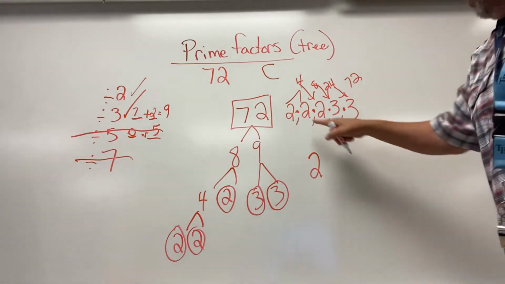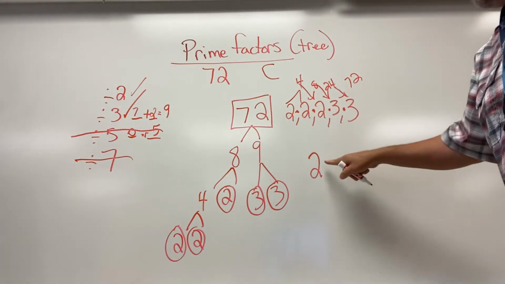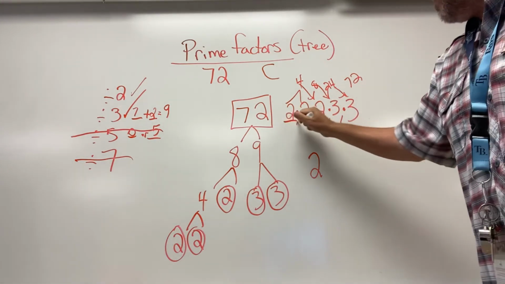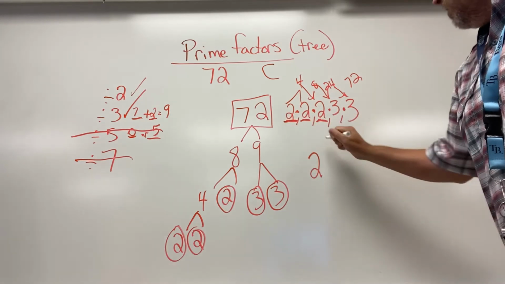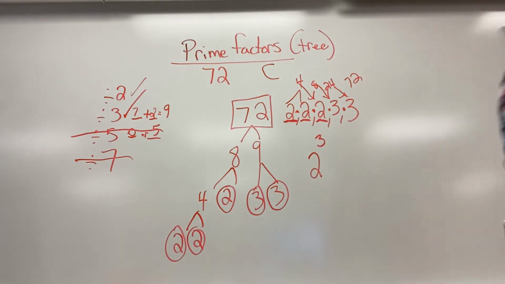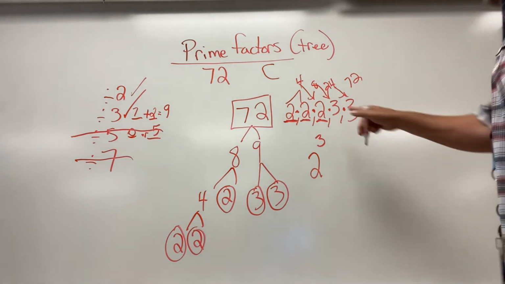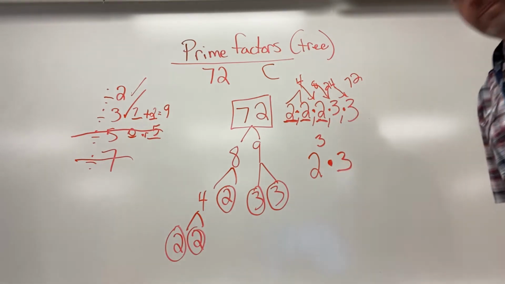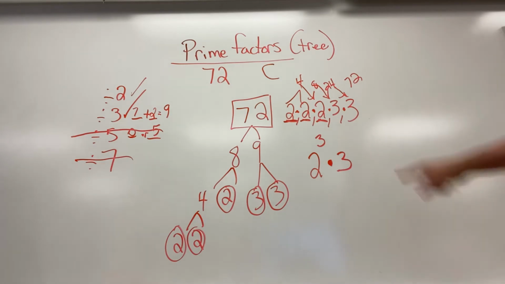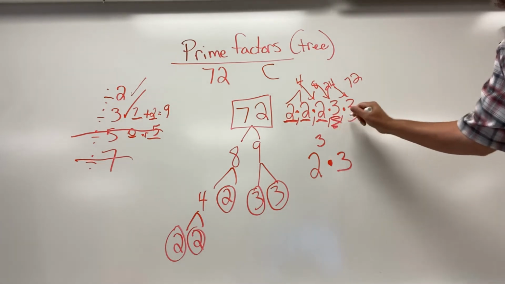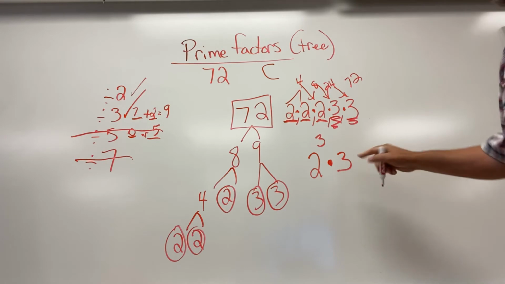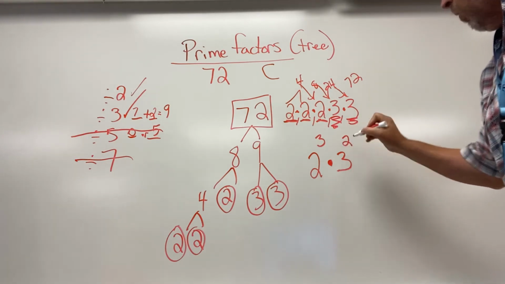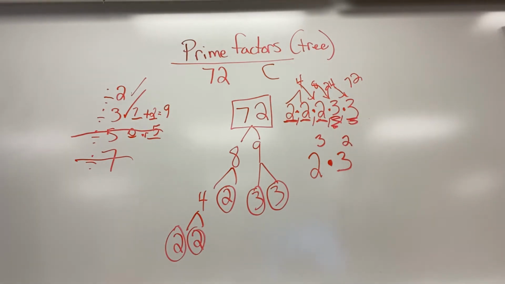So when I take a look at these numbers that are being multiplied, 2 is being multiplied times itself 3 times. So we call that 2 to the third power. That 3 is called an exponent. Then we're multiplying it times another base number, which is 3. That number is occurring twice. So we're going to say that's 3 squared, or 3 to the second power.